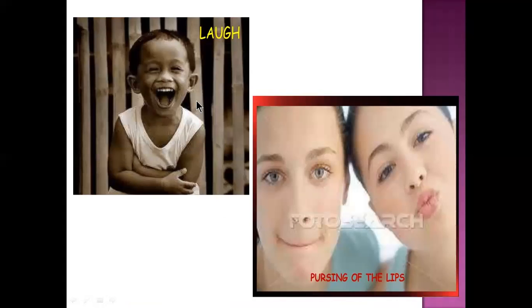Okay, now you can see how the baby is laughing with a nice smile, and you can see these girls. See how they are making their lips just like kissing somebody in the air, and this same girl is putting both the lips inside the mouth, and this is what was kissing in the air. So these are all the muscles coming into play around the oral cavity.